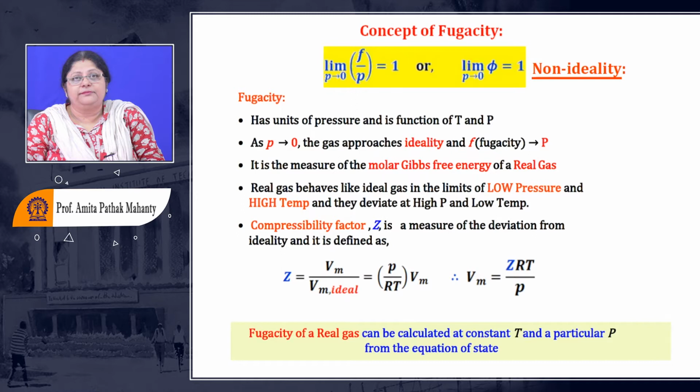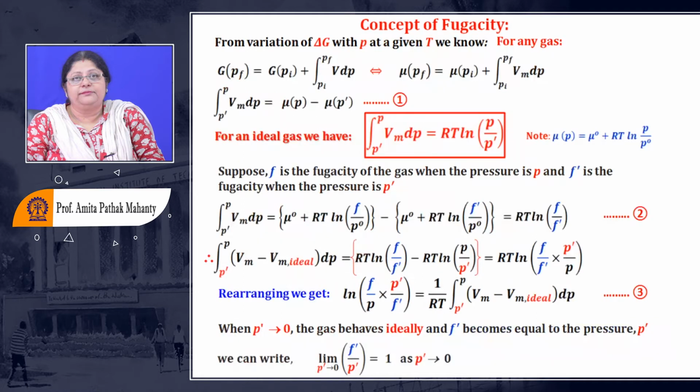What is that defined as? What you have for a change in G at a given pressure and given temperature for any gas can be written like this. This is how we have the pressure variation of G. G at final pressure equals G at initial pressure plus the integral of V dP. This equation, I hope you remember. How did we get this?